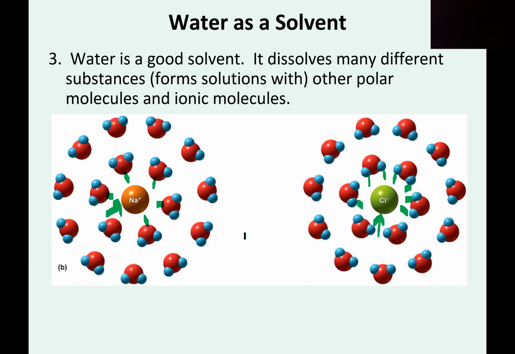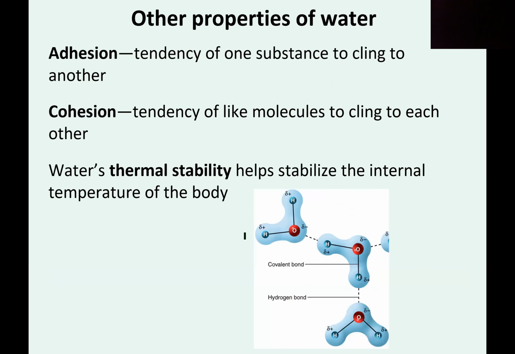A couple of other properties that you won't get tested on, but you need to be aware of. Adhesion. Water has a tendency to cling to other substances, going back to making it a good solvent and the forming of those hydrogen bonds. Cohesion means that molecules tend to cling to each other. That's what we see here. The water molecules with those hydrogen bonds attach to each other.